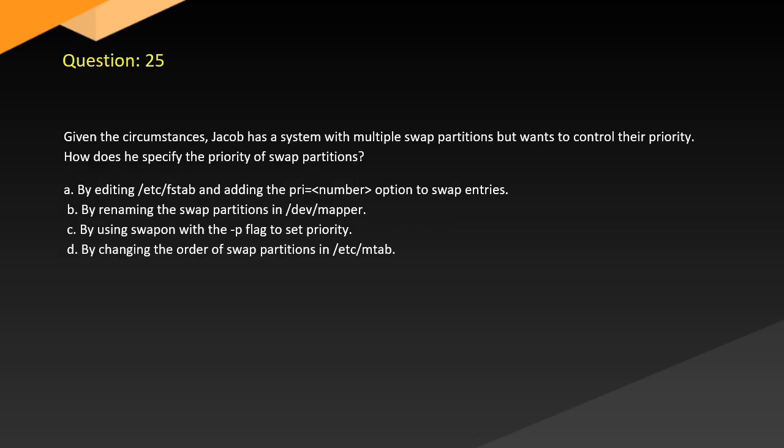Question 25. Jacob has a system with multiple swap partitions but wants to control their priority. How does he specify the priority of swap partitions? A. By editing fstab and adding the pri equals option to swap entries. B. By renaming the swap partitions in /dev/mapper. C. By using swapon with the -p flag to set priority. D. By changing the order of swap partitions in fstab.